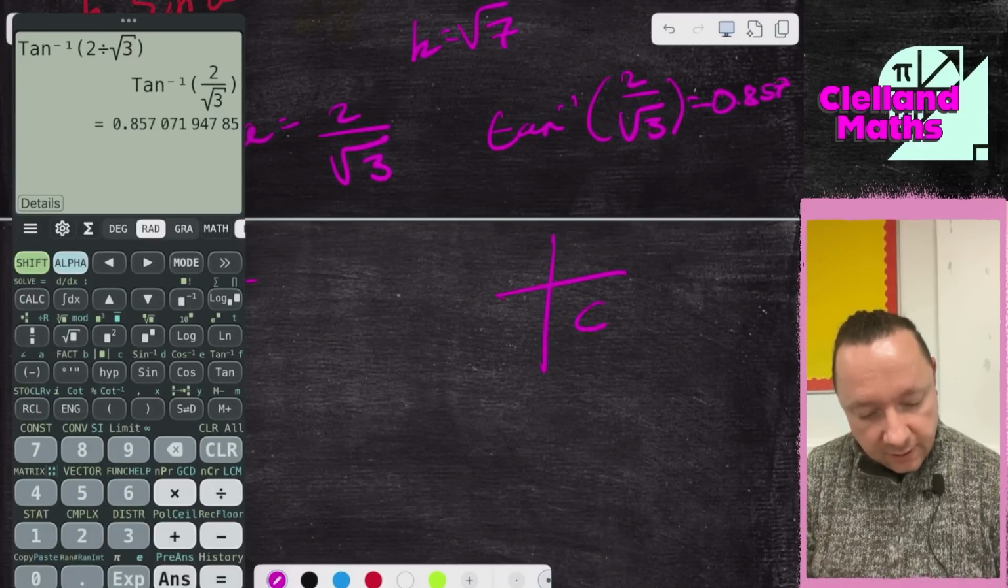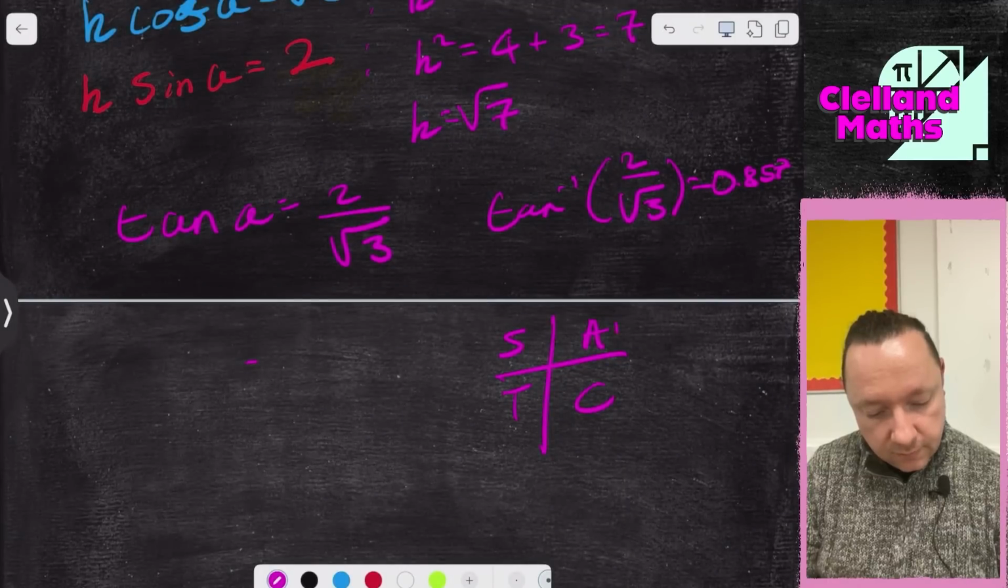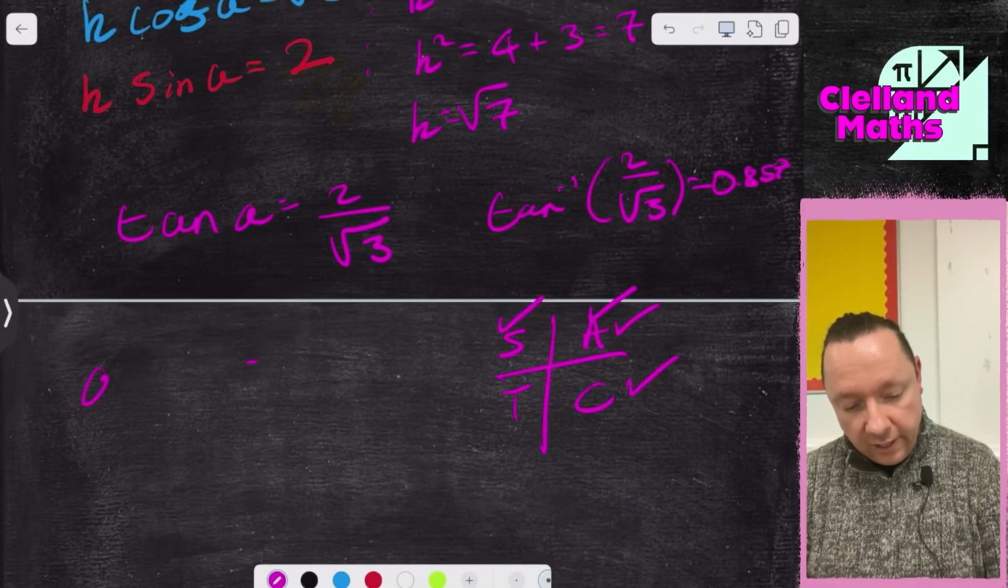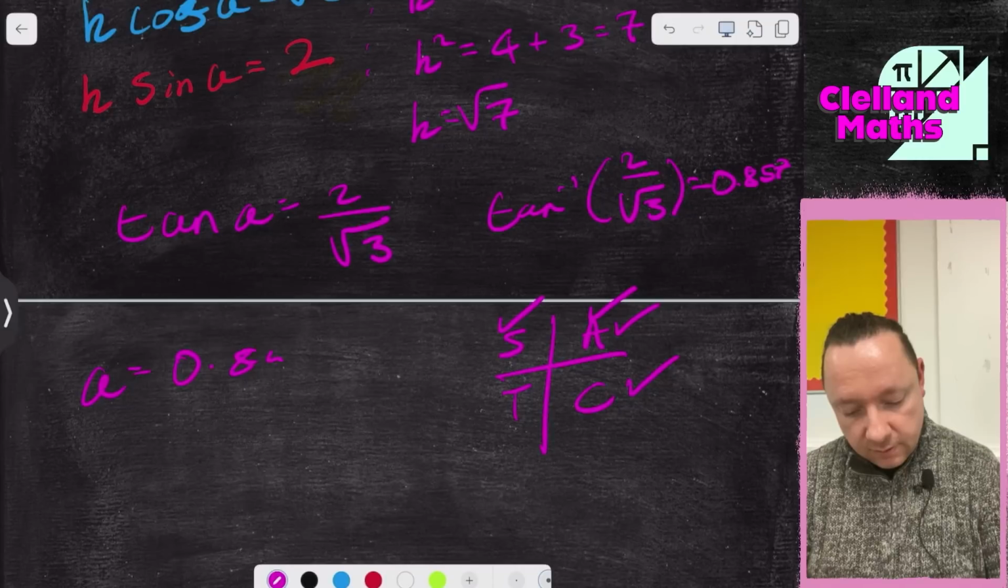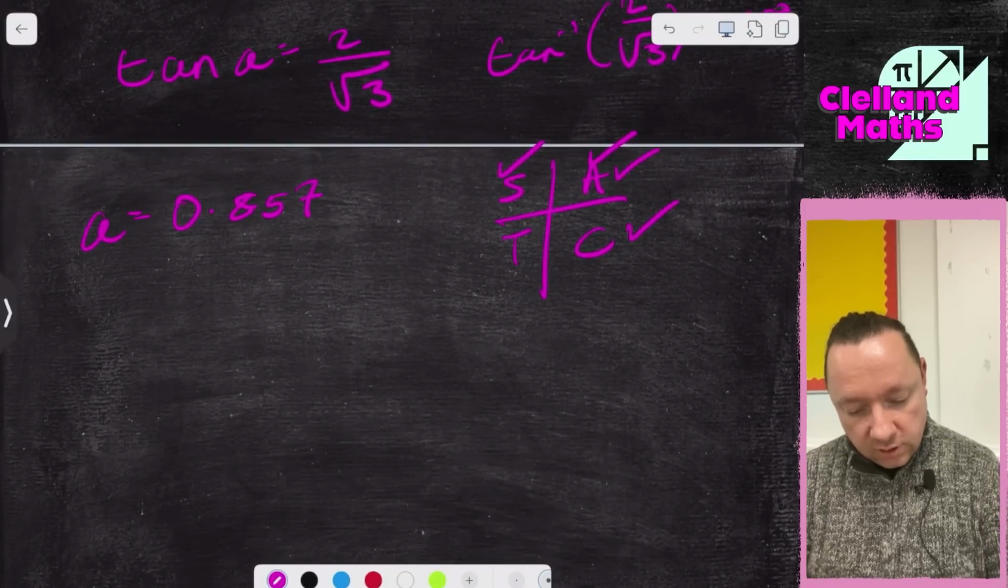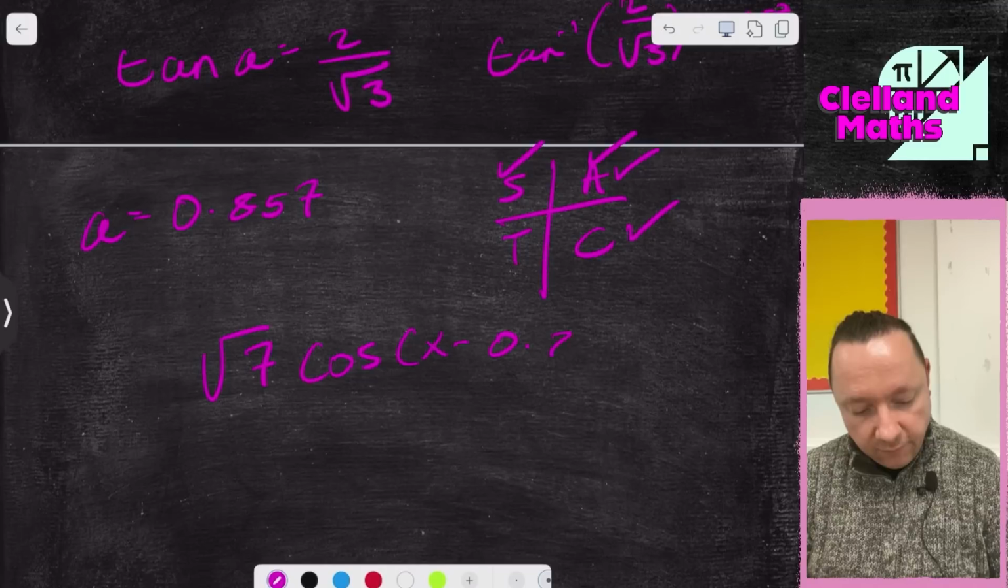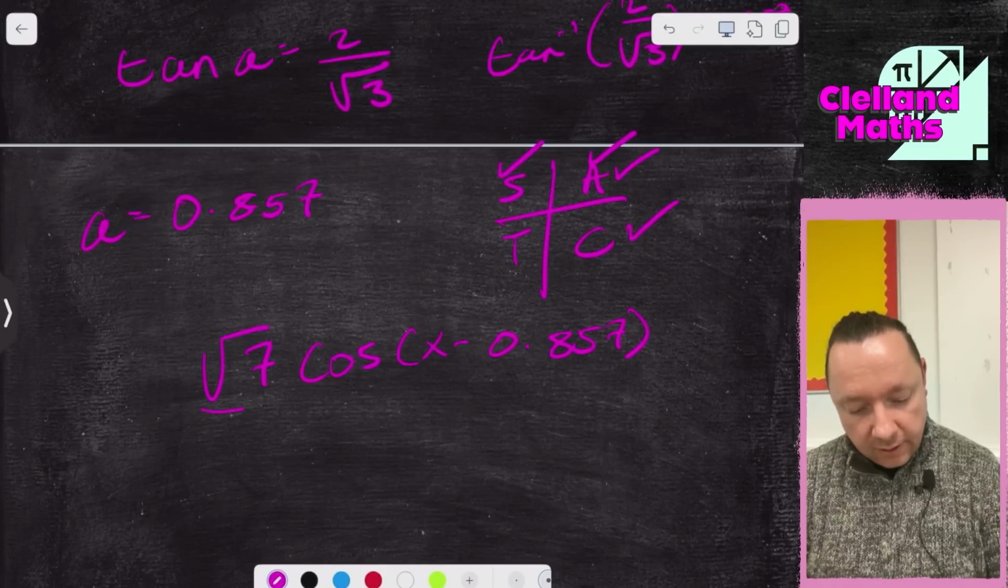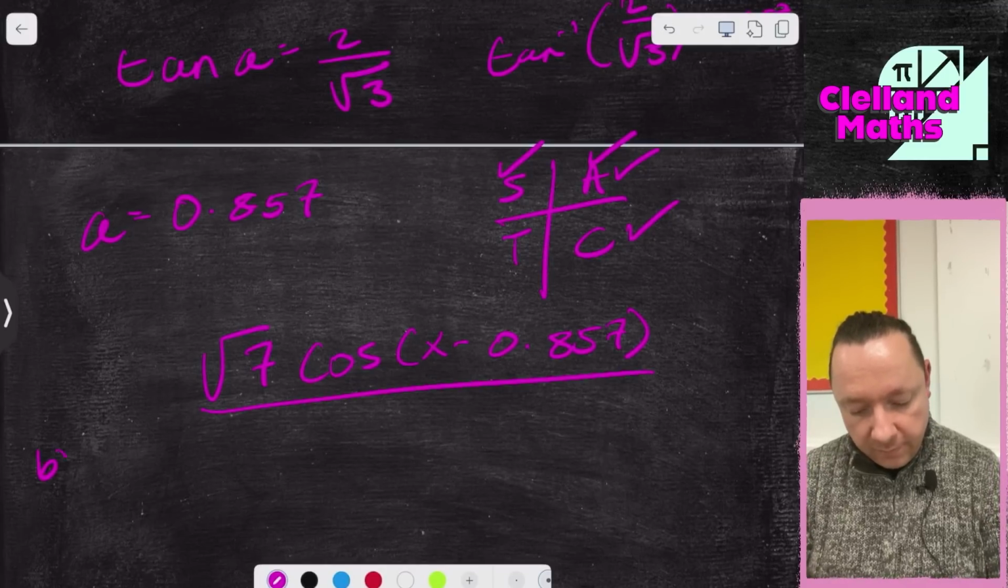Using a CAST diagram to confirm where it is, well, the original cos equation was positive, and the original sine was also positive, so it is the first quadrant. So a is 0.857. So I've now got root 7 cos x minus 0.857, and I'm done there for part A. Let's move on to part B.